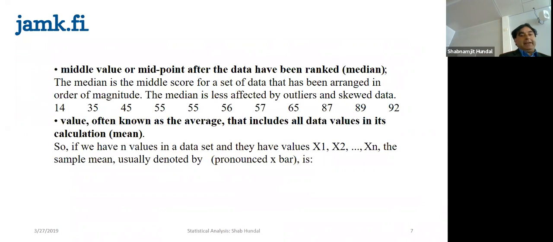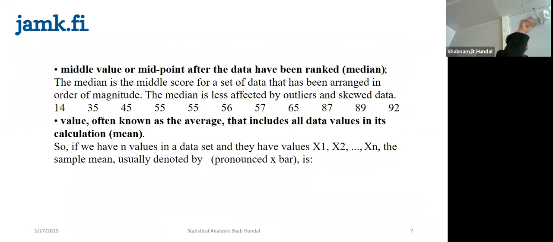And the mean is the one which adds up the numbers, and we divide by the number of numbers, and then we find the one average. That is called mean. Sorry, I said it the opposite. The median considers the location, not the value. Mean considers the value, not the location. Are you with me? Okay.